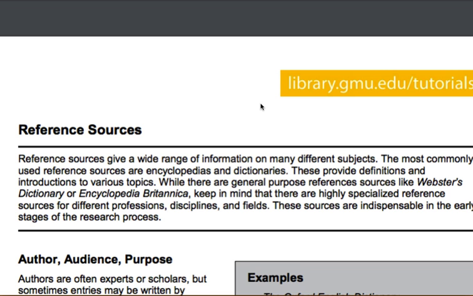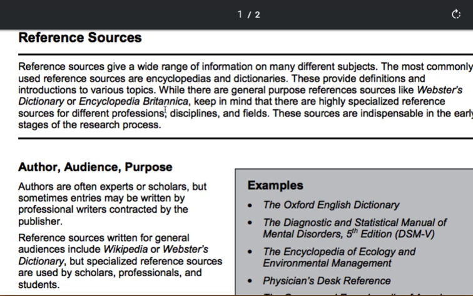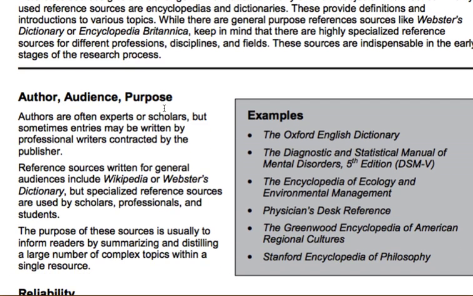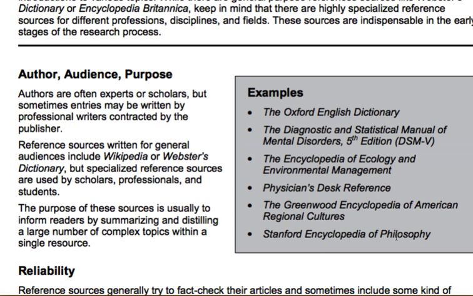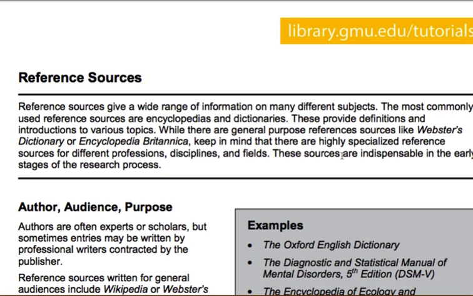And I'll note that while you're probably most familiar with your basic dictionary or something like the Encyclopedia Britannica, an academic library like ours has a wealth of reference sources that are way more specialized. For instance, there's the Encyclopedia of Ecology and Environmental Management. There's also the Stanford Encyclopedia of Philosophy. These are reference guides that are actually written for quick reference for academics.